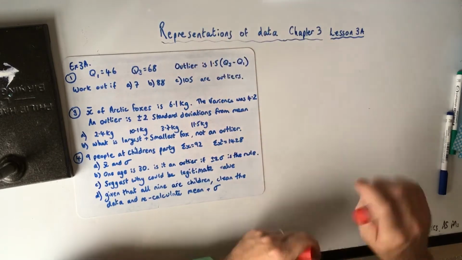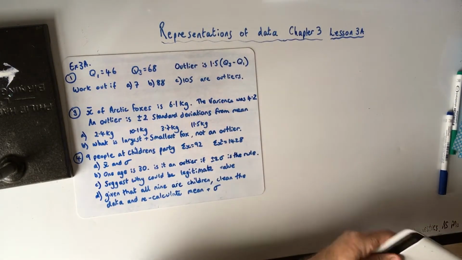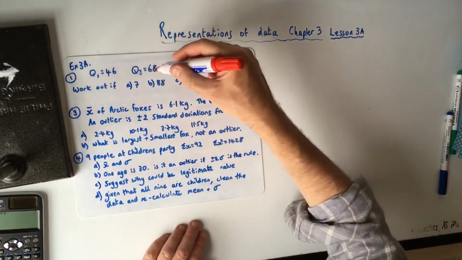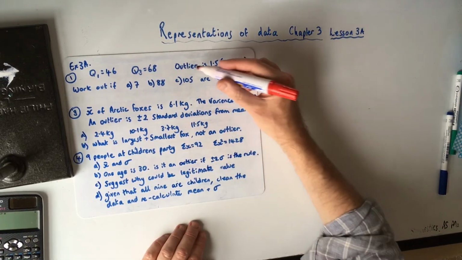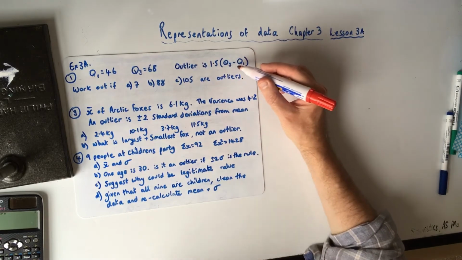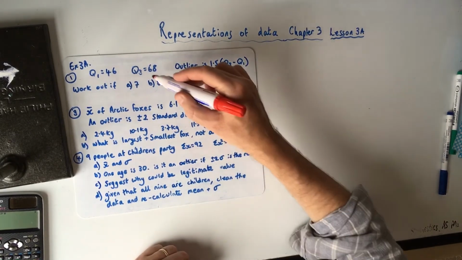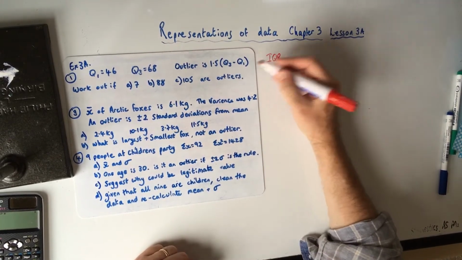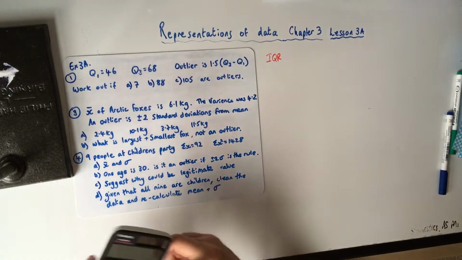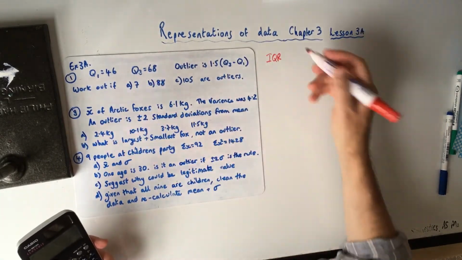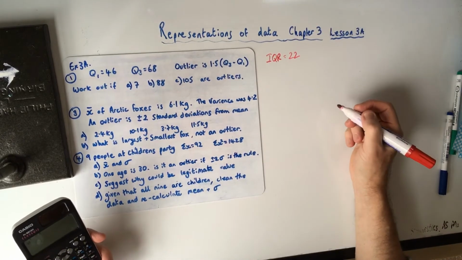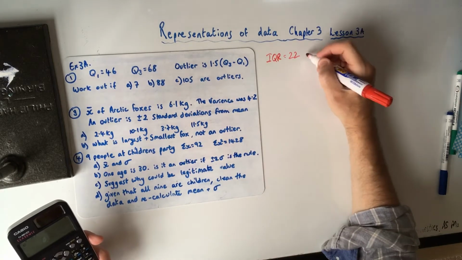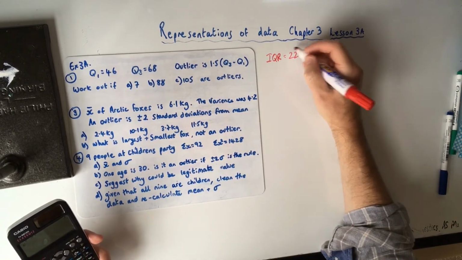It tells you Q1 is 46, Q3 is 68. An outlier is 1.5 lots of Q3 minus Q1. So take away that: the interquartile range, written as Q3 minus Q1, is equal to 22. So 1.5 lots of 22 is times by 1.5.